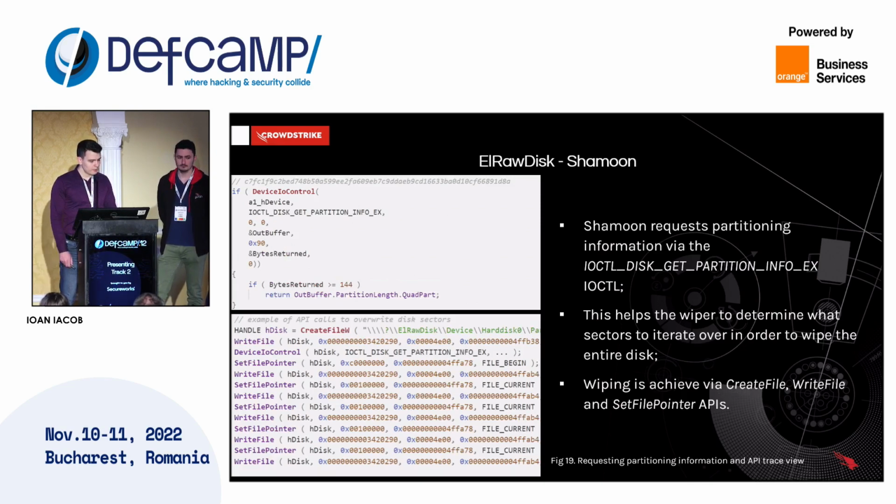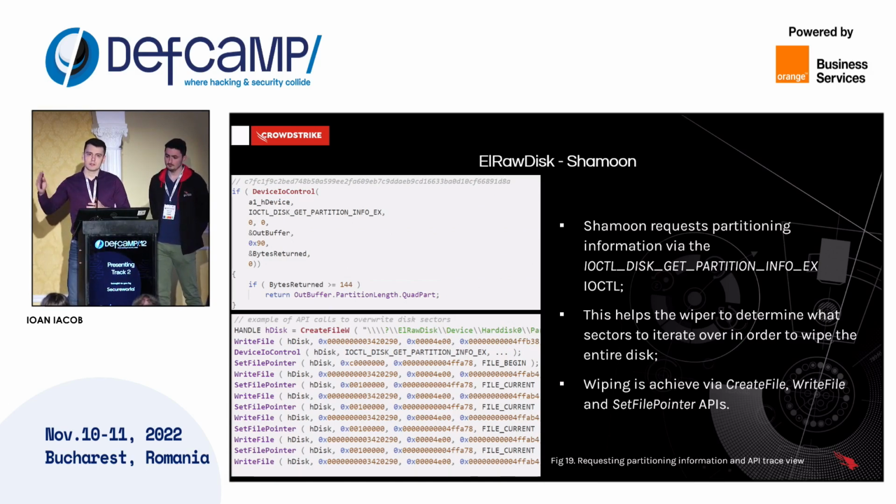We can see an example of how Shamoon is overwriting these sectors. In the second screenshot, you see that it's opening a handle to the device, and then uses set file pointer and write file to iterate over the raw sectors from the disk, and it will wipe them with zeros. Set file pointer is just basically setting a cursor in an array.